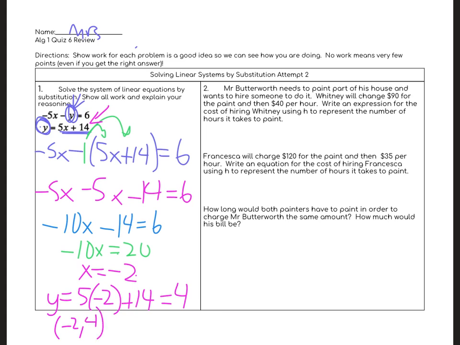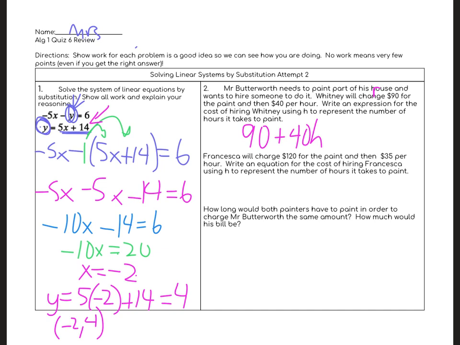All right, now we got some words here. Mr. Butterworth needs to paint part of his house and wants to hire someone to do it. Whitney will charge, I should say charge, I wrote change, I'm sorry, $90 for the paint and then $40 per hour. Write an expression for the cost of hiring Whitney using H to represent the number of hours it takes to paint. So Whitney's going to cost $90 no matter how long it takes, plus 40 times H. It says write an expression. I could write C equals.